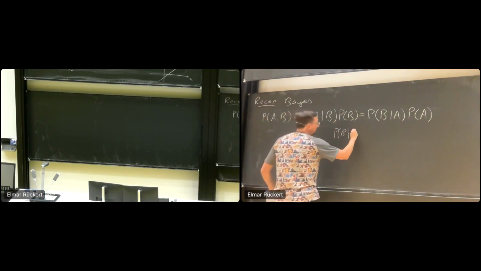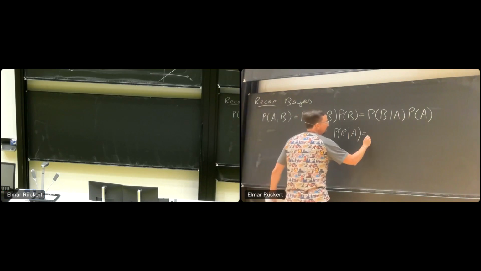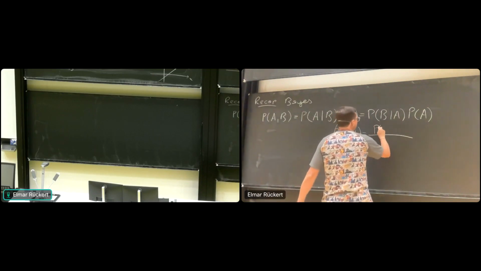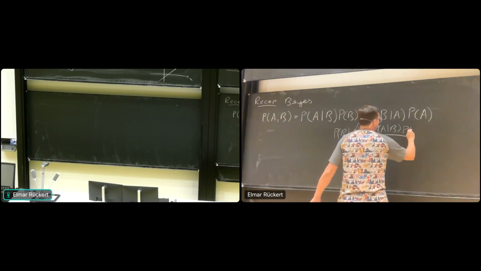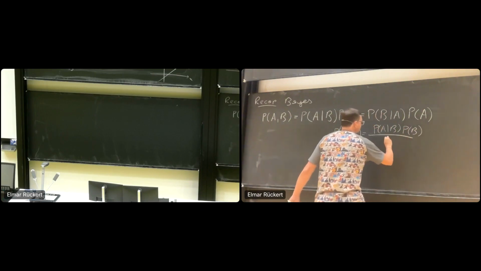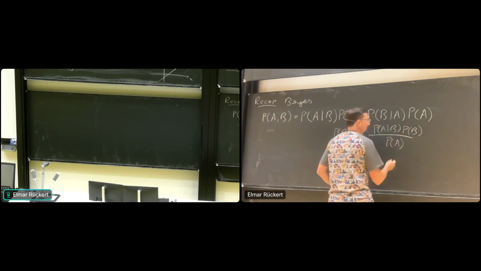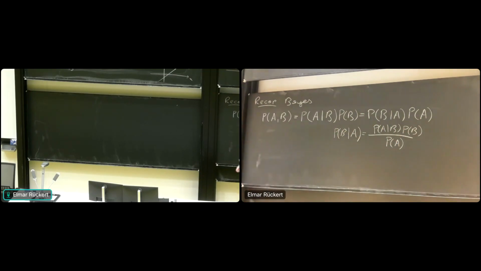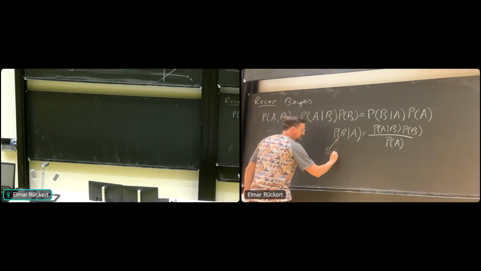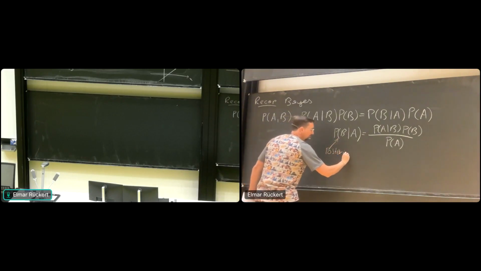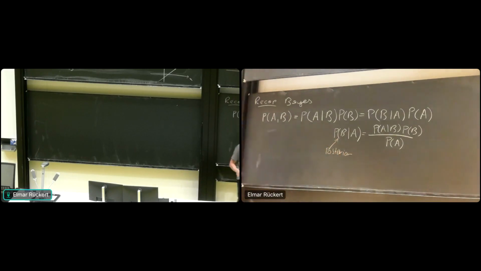P of B given A, we can define now the Bayes rule where we have P of A given B times P of B divided by P of A. You remember that. The important point was, well, this was the posterior. This is what we want to know.